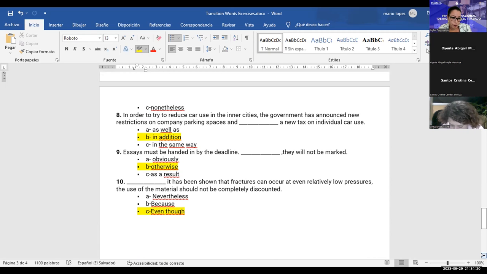Number 10: even though it has been shown that fractures can occur at even low pressures, the use of material should not be completely discontinued. That's correct, even though. Excellent job. Thank you so much for sharing, Mario.